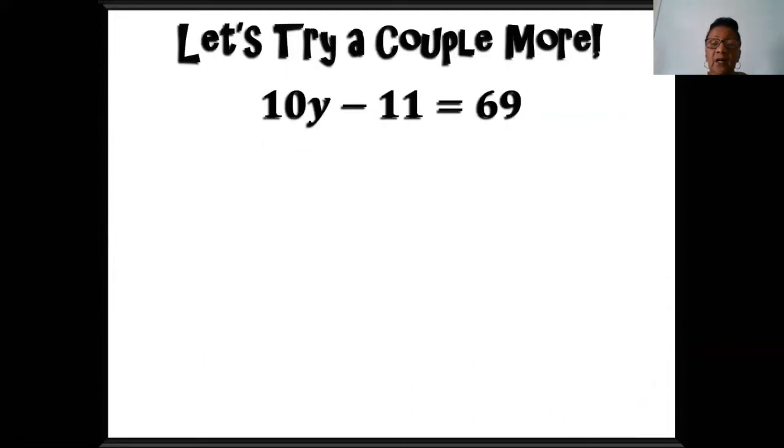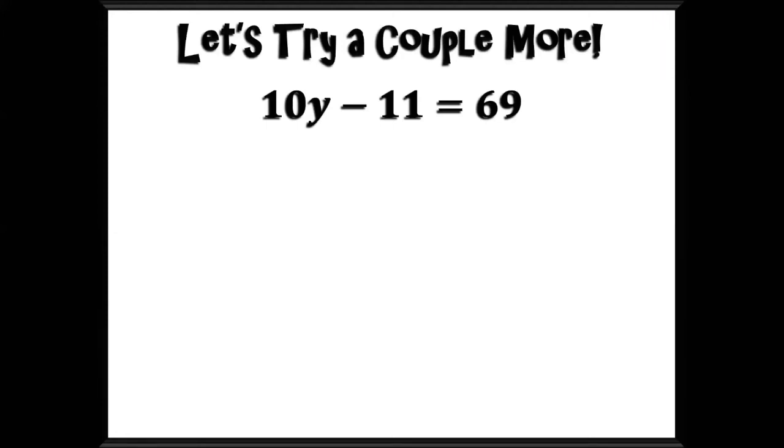Now, let's try a couple more. We have 10y minus 11 is equal to 69. Go ahead and work. Remember the first thing, you have to recognize the type of equation, then you find the inverse of the operations, and then you go ahead and work. Is anyone finished? And the answers are coming in. The answers are 8. Y equals 8.